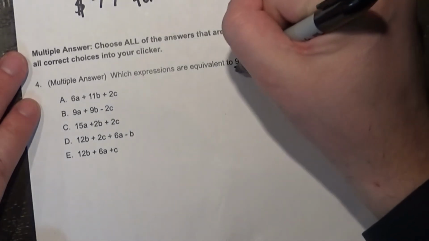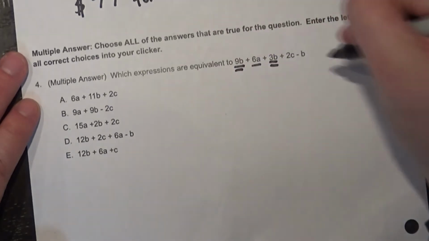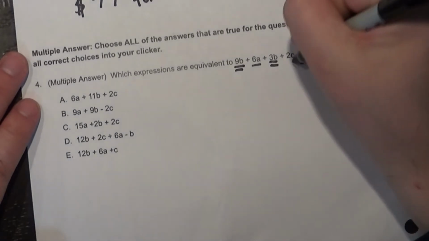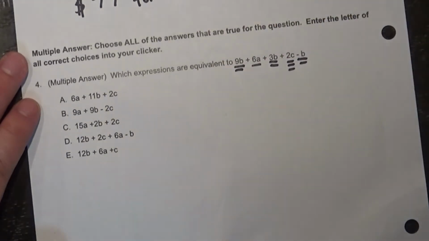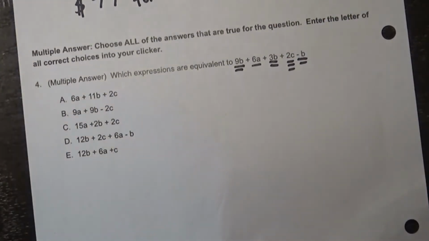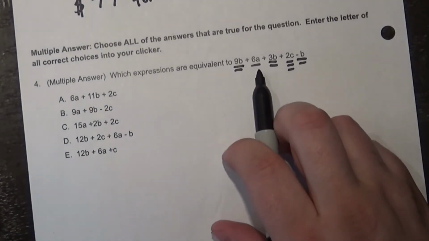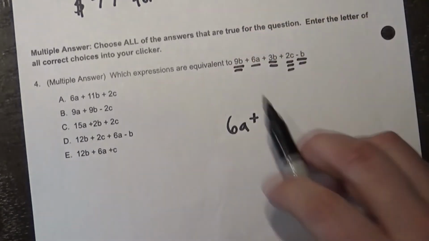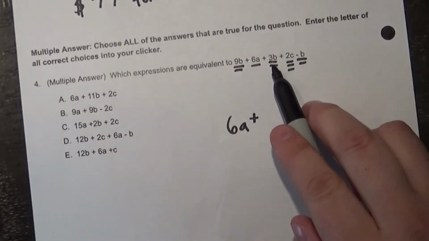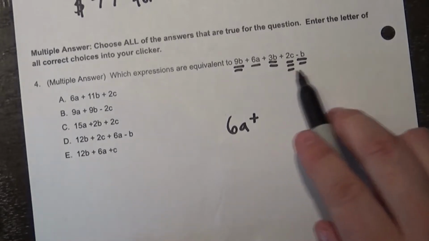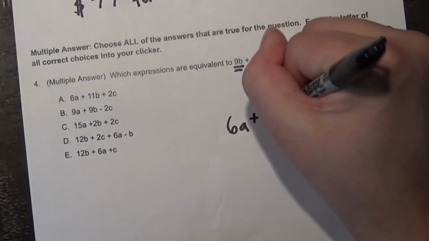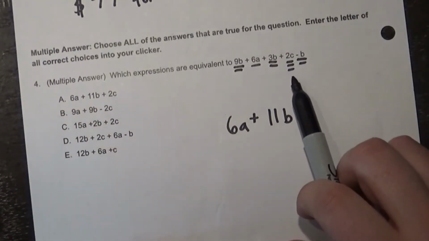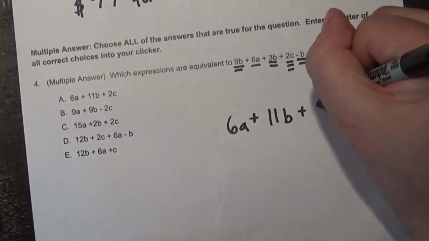I'm going to double underline all of my B terms. So I have 9b, I have 3b, and I have minus b. I'm going to triple underline all of my C terms. There we go. So I can now combine all of my like terms. Let me combine all of my A's. There's only one, 6a. Let me combine all of my B's. So I have 9b plus 3b, that would give me 12b, minus b, that gives me 11b. Let me now combine all of my C's. That's 2c. There's only one of them.